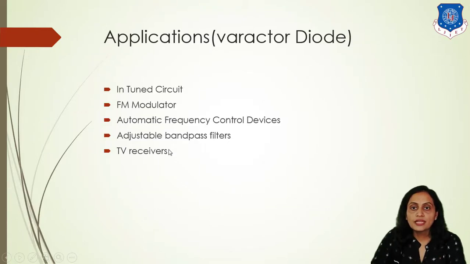Now these are the applications of varactor diode. It is used in the tuned circuit which we have already seen in the previous slide. Varactor diode is used in the FM modulator, and the main reason is it provides the variable capacitance. It is also used in automatic frequency control devices. It is used in adjustable band pass filter as well, and in the TV receivers also the varactor diode is used.